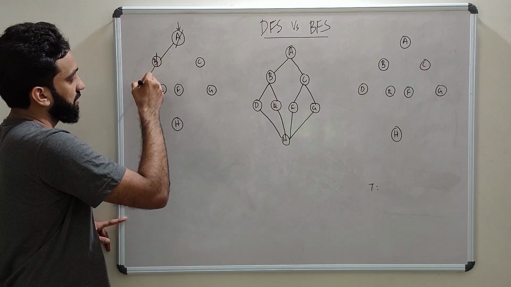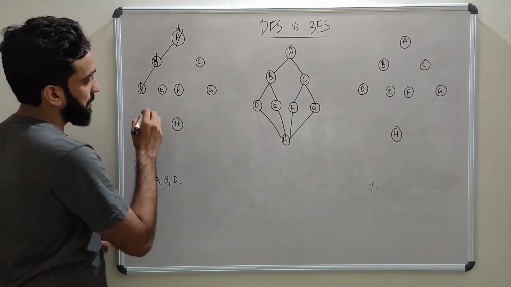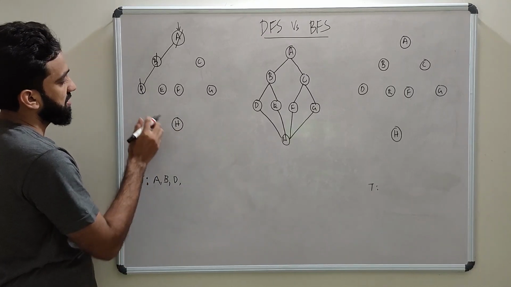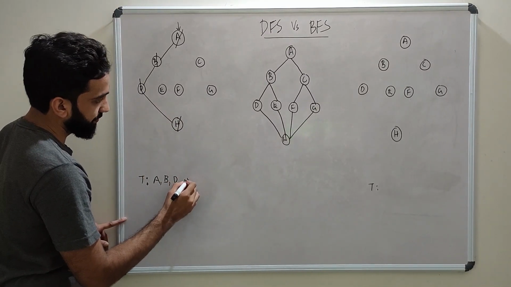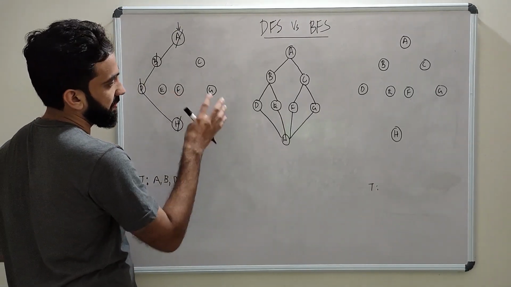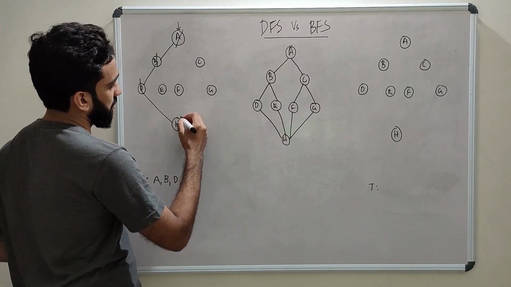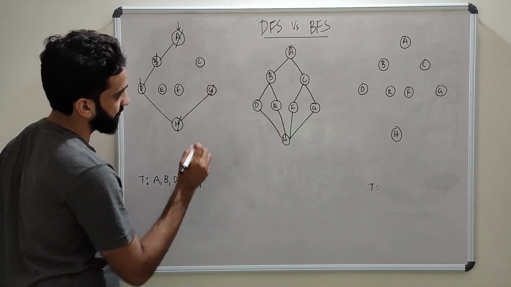Let's say I go to D. I'll mark D as visited. I'll add D to my list. From D I have only option to H. So I'll mark H as visited and I'll go to H. From H, I have several options like E, F, G. So let's say I go to G. I'll mark G as visited. I'll add G to our T list.